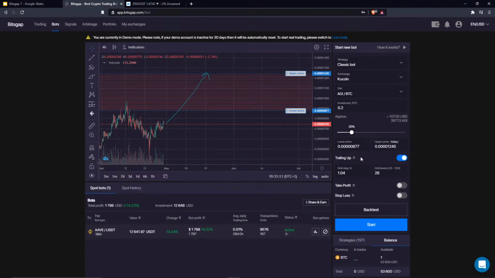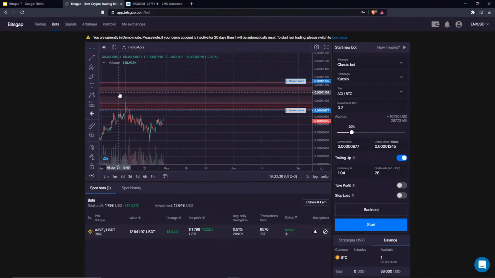So if you are away, if you are sleeping, if you are playing with your kids in the backyard, wherever, thanks to the trading up, if the price goes higher and you are away from your laptop, it will continue to trade by following the price rally. This applies to the classic bot and to the S bot.